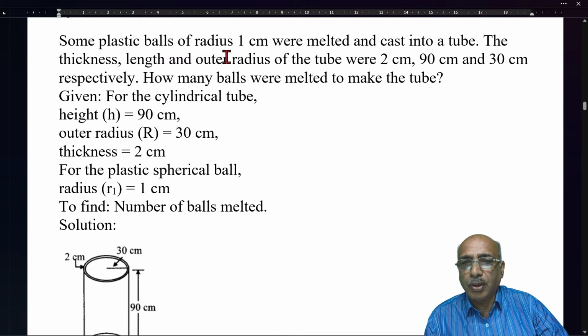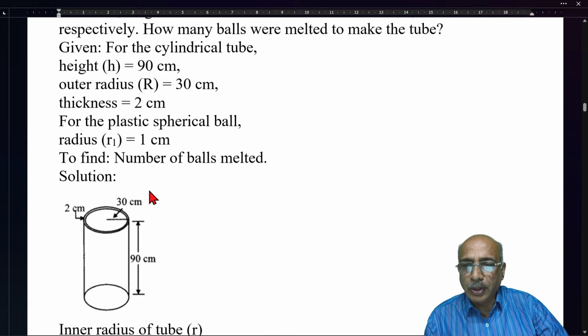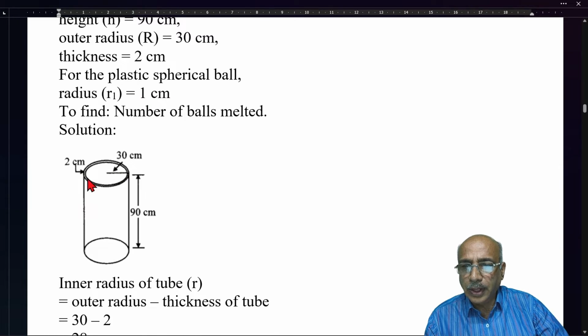Third question. Some plastic balls of radius 1 centimeter were melted and cast into a tube. The thickness, length and outer radius of the tube were 2 centimeter, 90 centimeter and 30 centimeter respectively. How many balls were melted to make the tube? For the cylindrical tube, height equals 90 centimeter, outer radius R equals 30 centimeter, thickness equals 2 centimeter. Here you see the diagram. This is the thickness, this is the radius and this is the height of the cell. Thickness equals 2 centimeter.